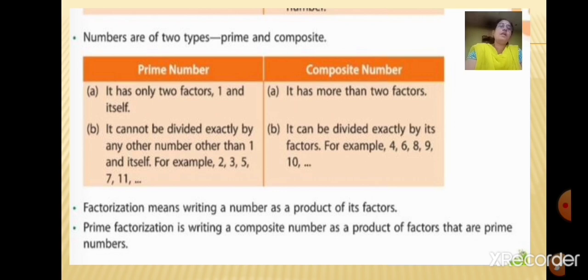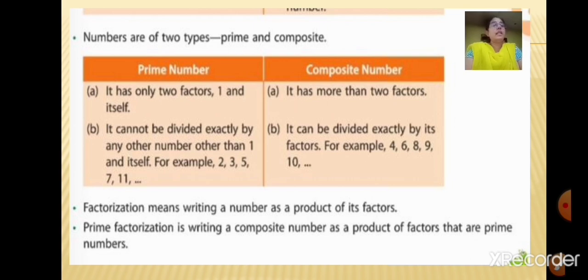Whereas composite numbers have more than two factors. Suppose I take the number 4, it will have more than two factors: the number itself, 4, 1, and 2 2s are 4. It can be divided exactly by its factors. For example 4, 6, 8, 9, 10. All these numbers are called composite numbers.